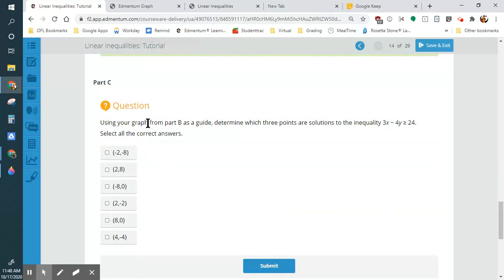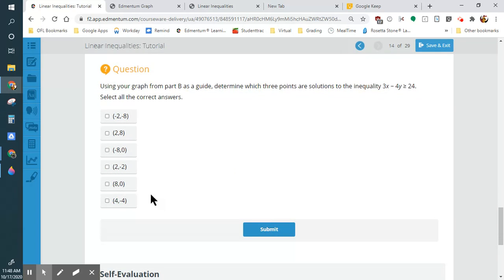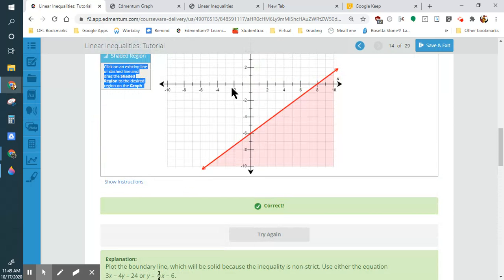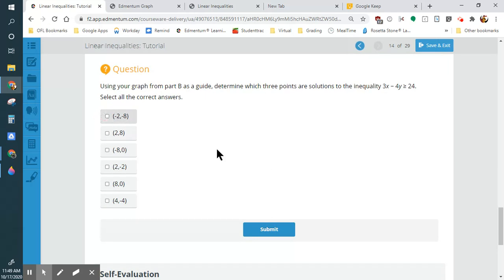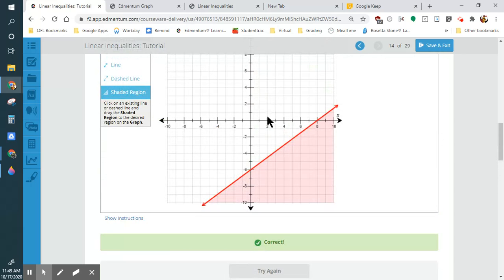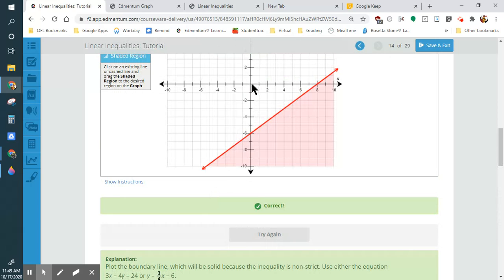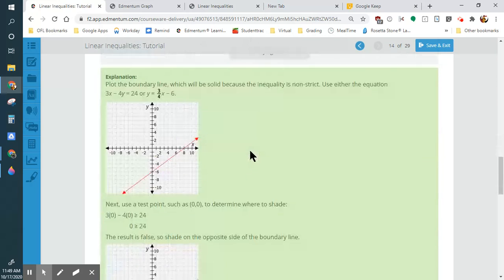All right, so the next one, using your graph from part B, determine which of these 3 parts of the inequality. What I like to do is we can plug them in, but why don't we just go over here? So we're at -2, -8. Yep, that looks like it worked right there. Cool beans. All right, the next one is 2, 8. So we're at 2 positive. That's already a no. Next one is -8 and 0. That's good to go.